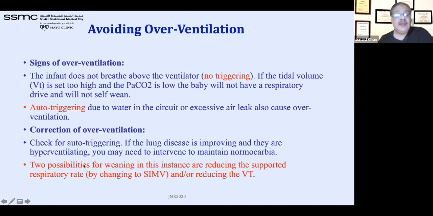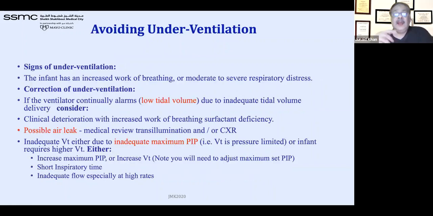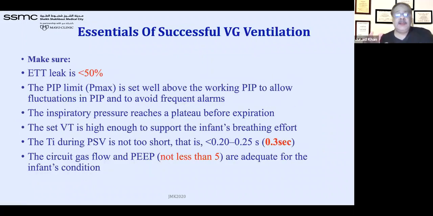And how can we do that? Change it to the SIMV mode, which can control your rate, and decrease the rate, and so we can control the hypocarbia. Under ventilation is very easy. If you think that the baby is not improving, either increase the PIP or increase the tidal volume from 4 to 5 ml per kg. Short inspiratory time can also cause it, and inadequate flow, especially at high rates. So these are the essentials of volume guarantee ventilation.